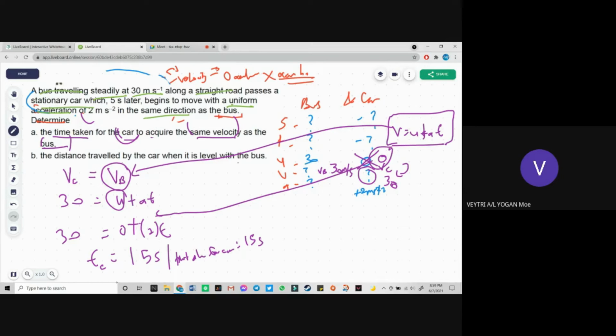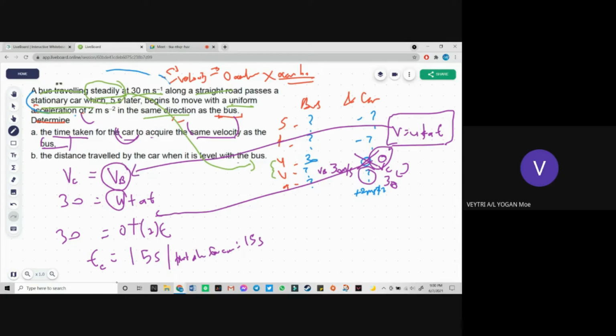Okay. You guys can imagine kan when a bus moves steadily at 30 meter per second. Maksudnya it keeps on moving 30 meter per second. Dari mula sampai ke sudah 30 meter per second. Tapi untuk car dari mula kosong. Final berapa you guys tak tahu. Okay. Sekarang, the word steadily over here means you guys can safely assume that initial velocity and final velocity is still 30.